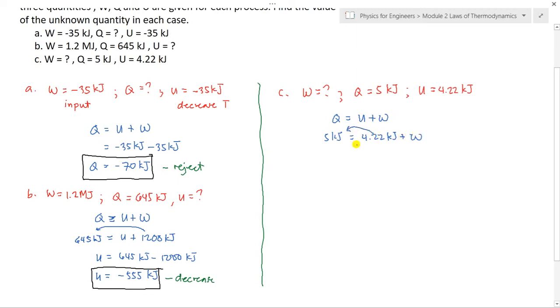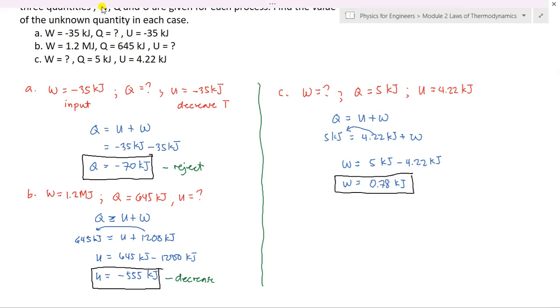Solving for work, transpose this to the other side. So we have work equals 5 kilojoules minus 4.22 kilojoules. So 5 minus 4.22, we have 0.78. That is 0.78, and this is in kilojoules. So that would be the answer. And what does it mean? Meaning the work here is done by the system, since this is positive.